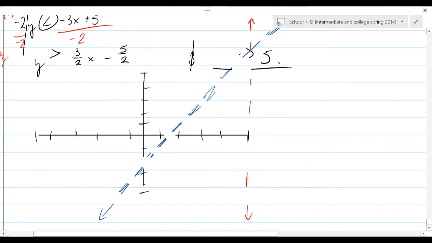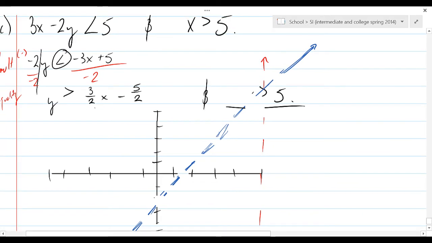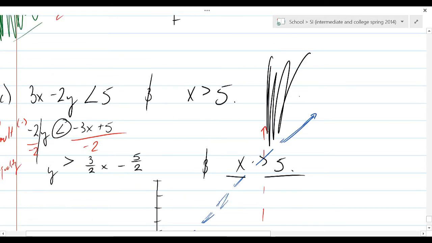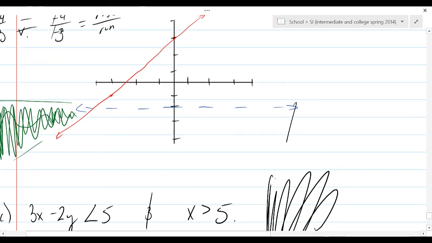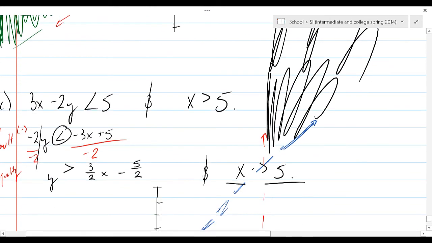With that said, now we've got to decide where to shade, like I said. So we need to shade above this blue line, which is going to be up here, and we need to shade where the x values are greater than 5, which is to the right. So it's going to be everywhere in this corner. Actually, it gets very big very fast, but you get the idea. That's where the shading is.